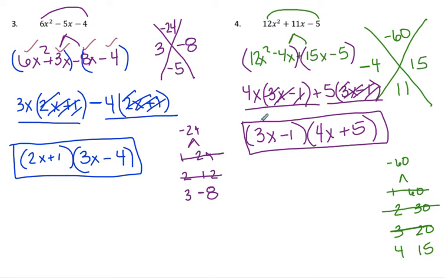Checking our work, 3x times 4x, there's my 12x squared. 3x times 5, there's my 15x. Negative 1 times 4x, there's my negative 4x. Negative 1 times 5, there's negative 5. So again, as long as I'm careful with these numbers and I can check my work, I already know I have 100% on this problem. And so the nice thing about this unit is that you can always distribute back out to check your work.